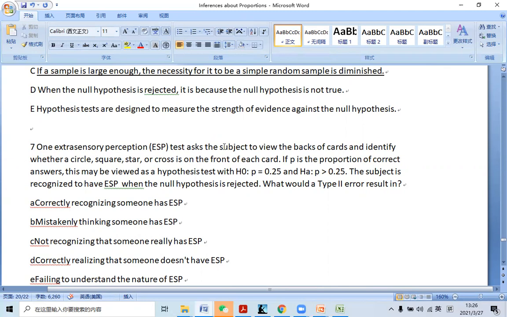Is it true? This test asks the subjects to view the back of cards and identify whether a circle, square, star, or cross is on the front of the card. So you draw a circle, square, star, or cross on the front of each card, and you want them to look at the back of the card. Can they see the signs on the front of the card by eyeballing the back? P is the proportion of correct answers.